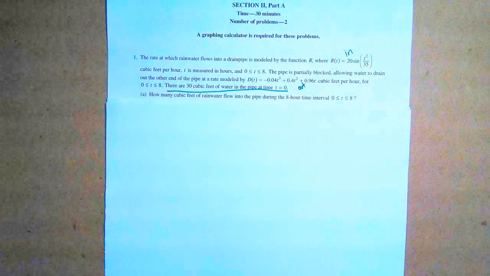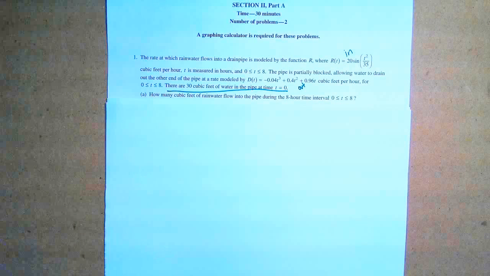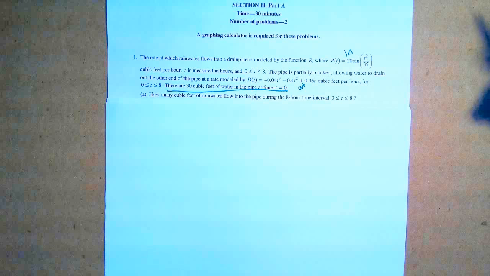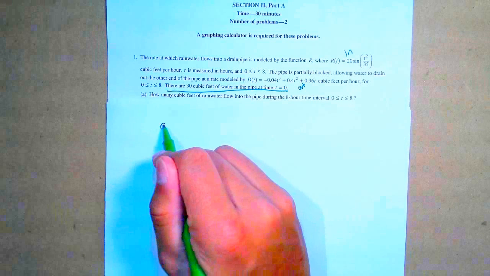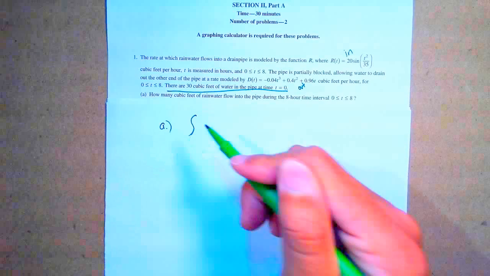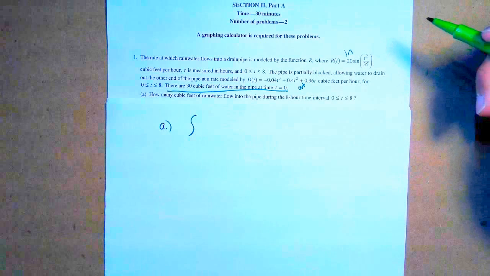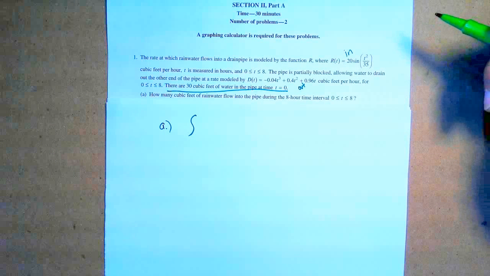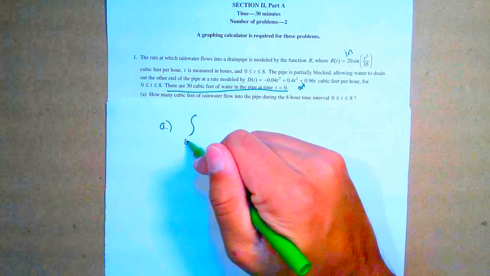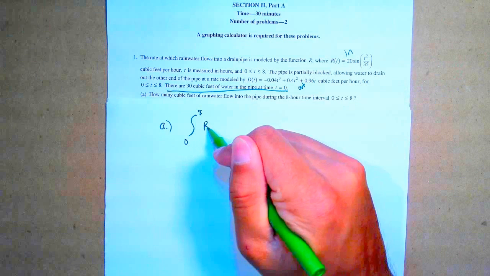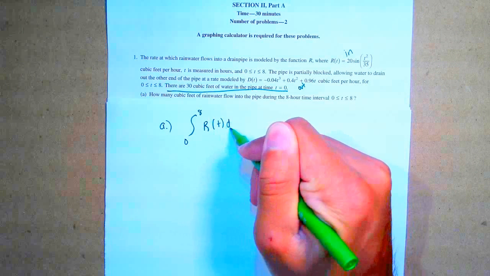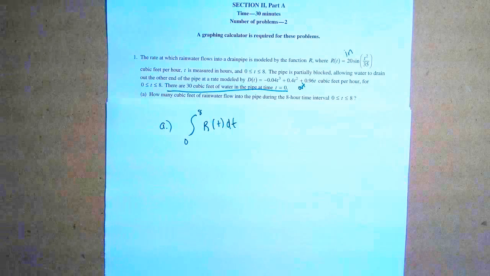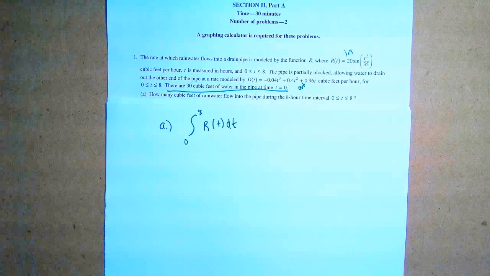It says, how many cubic feet of rainwater flow into the pipe during the 8 hours? Okay, they want to know how much water flows into the pipe. So the amount going in is going to be an integral. For part A, you have to remember that anytime they want you to find a total amount, that's always going to be an integral. So we're going to find the integral from 0 to 8 of R of t with respect to t. Now your next step is to plug this into the calculator. This is question number 1.